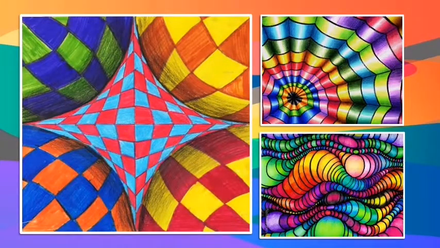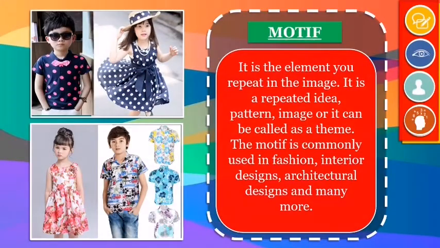Here are some examples of visual rhythm. Motif. It is the element you repeat in the image. It is a repeated idea, pattern, image, or it can be called a theme. The motif is commonly used in fashion, interior designs, architectural designs, and many more.